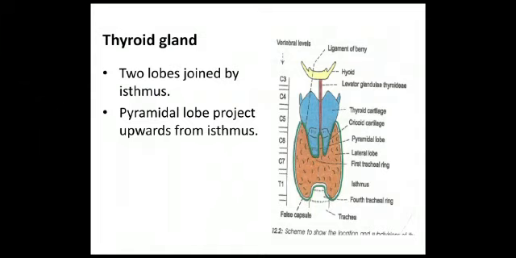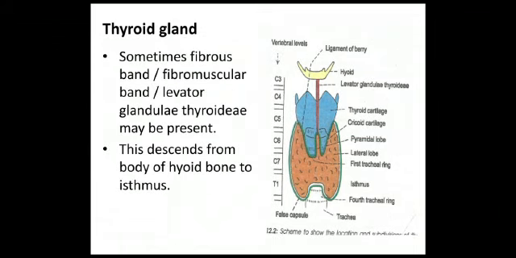So, coming to the lobes, the two lobes are joined by the isthmus. Occasionally we may have a pyramidal lobe which projects upwards from the isthmus. Sometimes a fibrous or fibromuscular band called levator glandulae thyroideae may be present. This descends from the body of hyoid bone up to the isthmus.